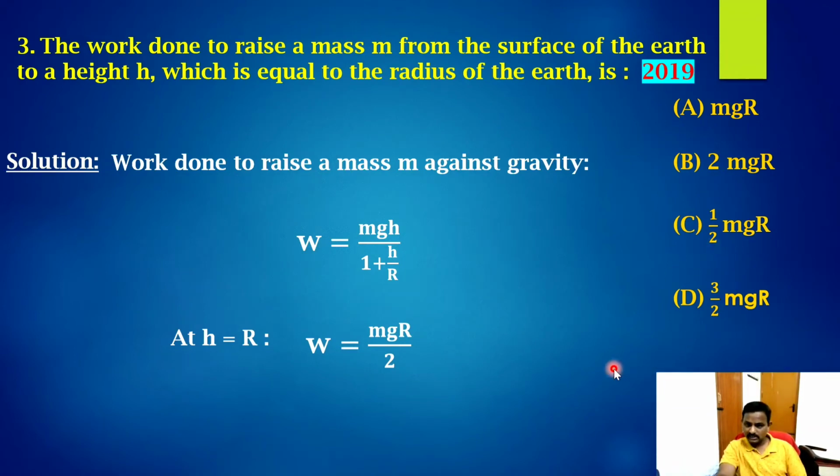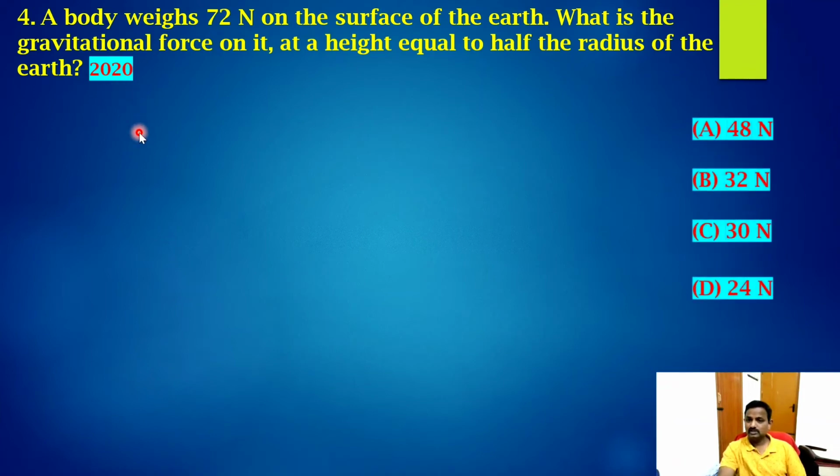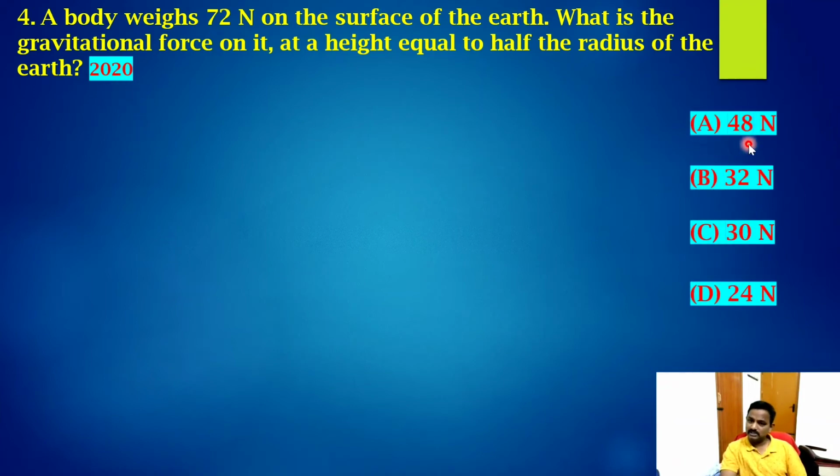Now we will go with the fourth question. A body weighs 72 Newton on the surface of the earth. What is the gravitational force on it at a height equal to half the radius of the earth? It was given in 2020. So here the options: option A 48 Newton, option B 32 Newton, option C 30 Newton, and option D 24 Newton.